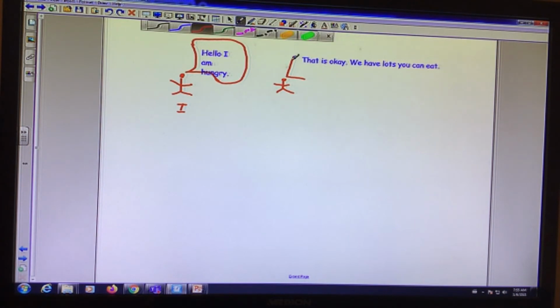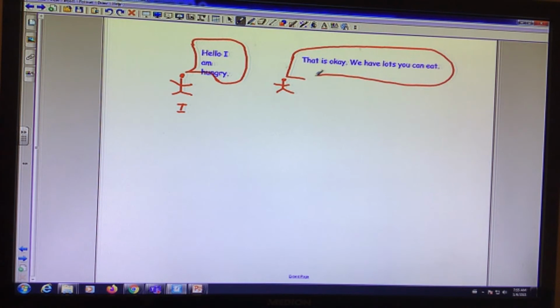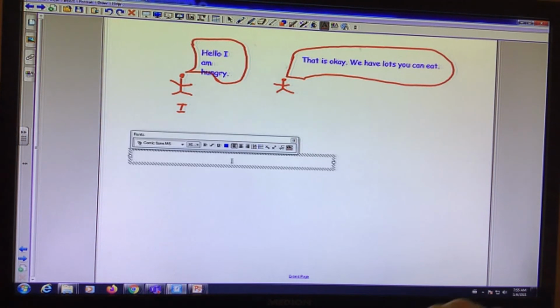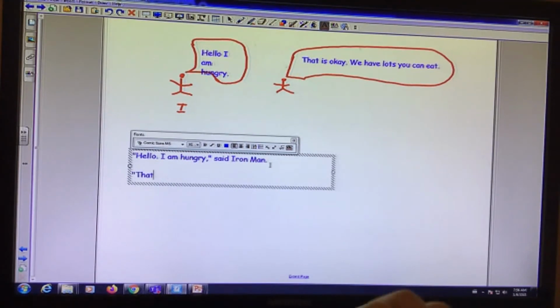So if you're struggling, this is a nice little way of just thinking about what the characters are going to say before you start writing it in dialogue, as written speech. Once you've done your little sketch, you can then think about how that's going to look. Open speech marks. "Hello, I am hungry," said Iron Man. Let me reply. "That is okay. We have lots you can eat," comma, speech marks, replied Hogarth.